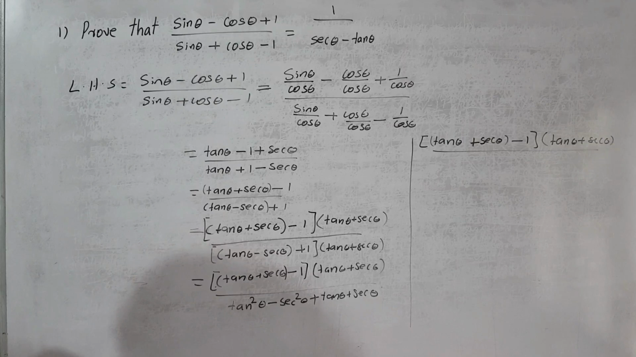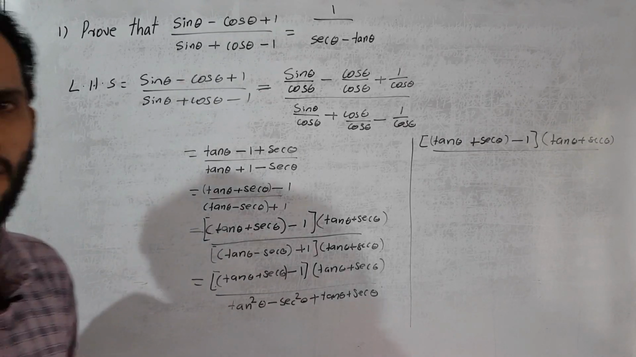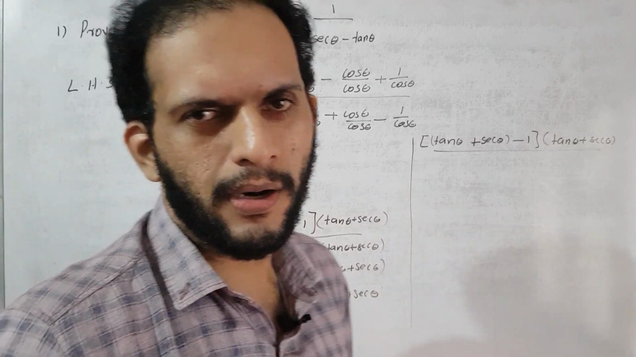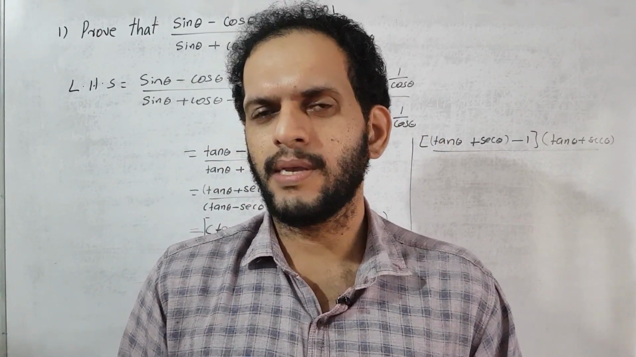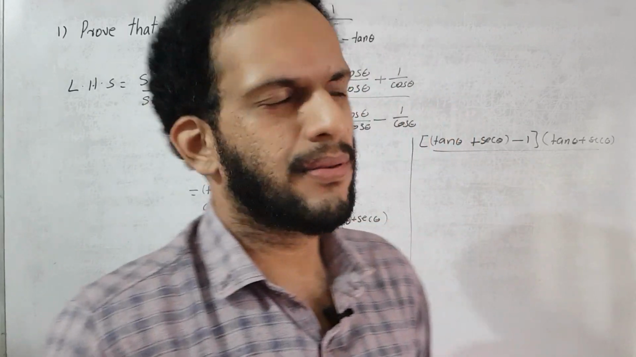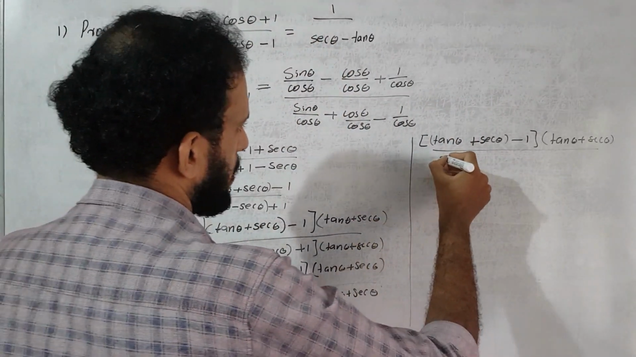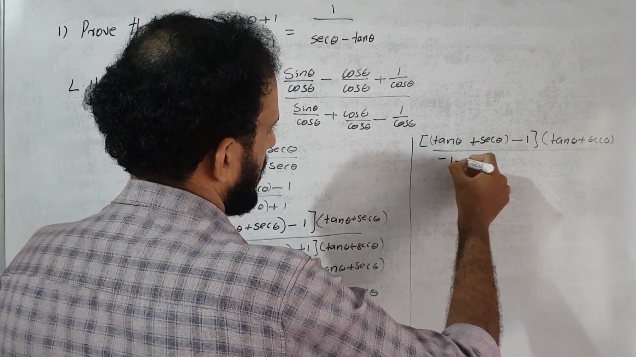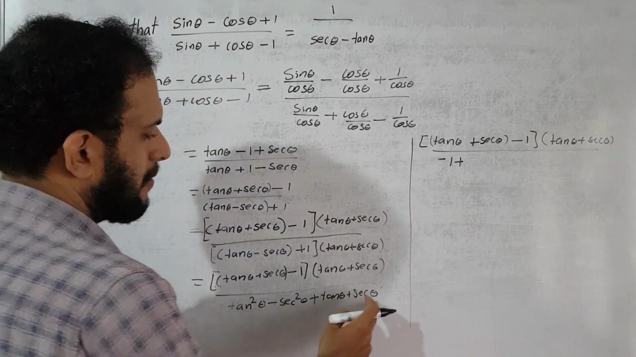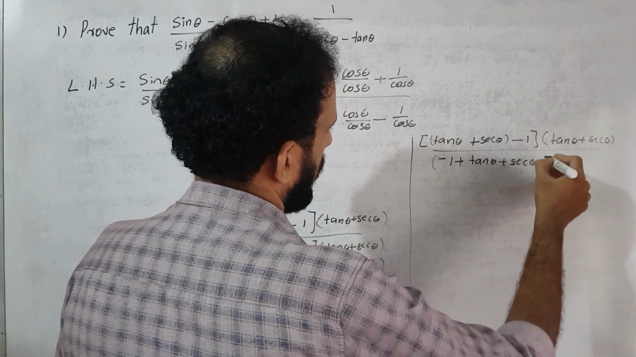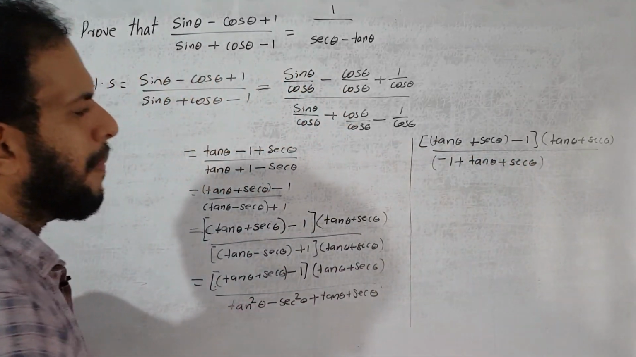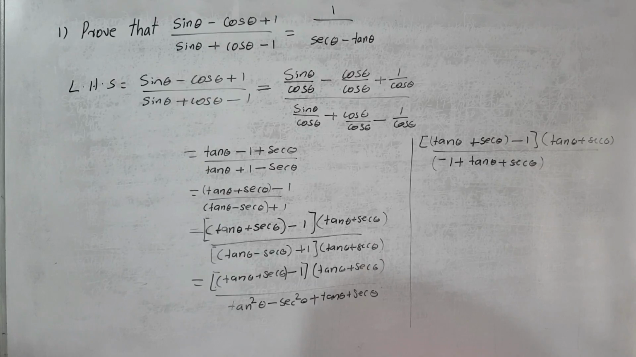What is tan square theta minus sec square theta? In the identity we studied, we formed different cases. Yes, what is tan square theta minus sec square theta? Tan square theta minus sec square theta is equal to minus 1. Minus 1 plus tan theta plus sec theta. Then what did we get now? We got minus 1 plus tan theta plus sec theta.